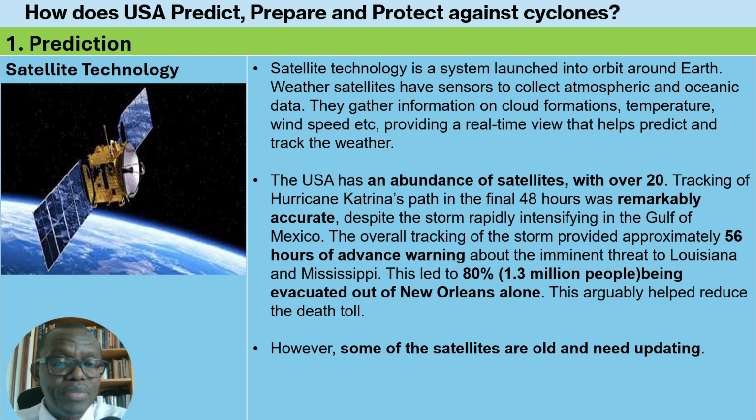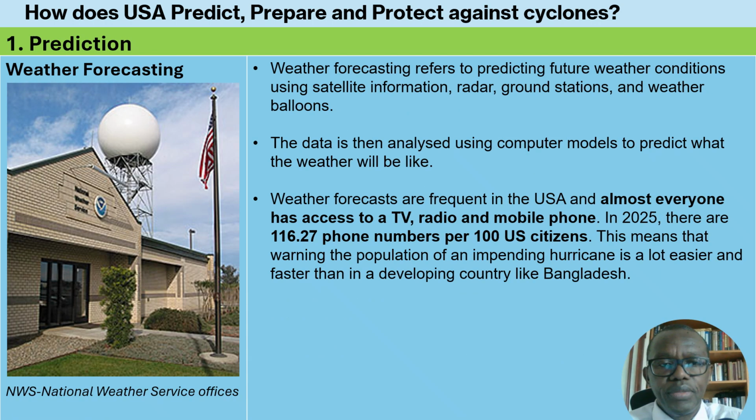However, some of the satellites, the American satellites, are old now and need updating. So that's a criticism that can be used there. But overall, this is a really good system that they use to predict the hurricanes. The second way of prediction that the USA uses is weather forecasting.